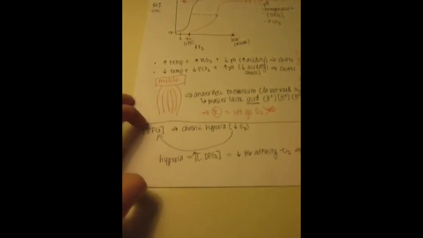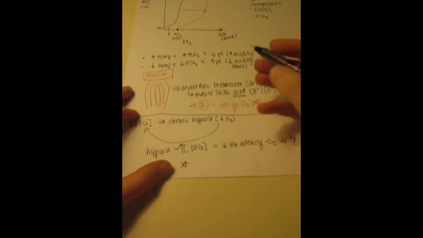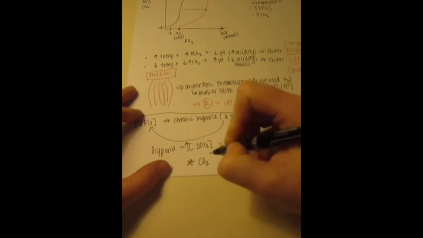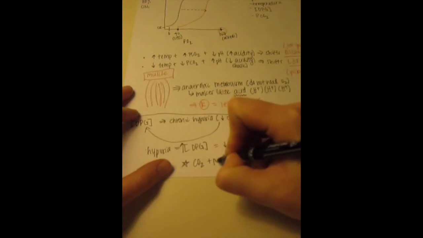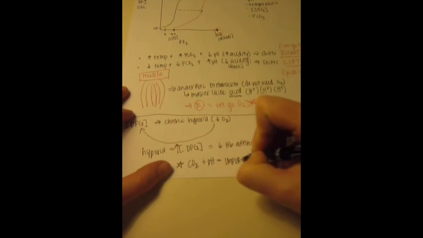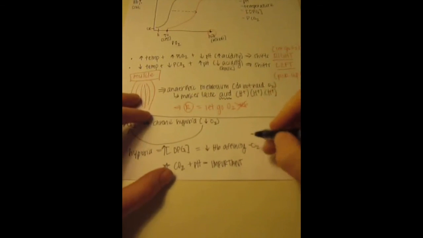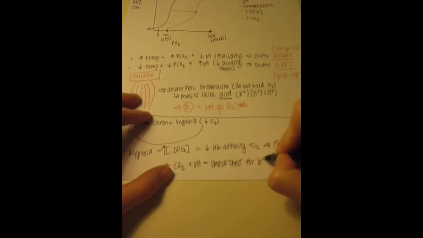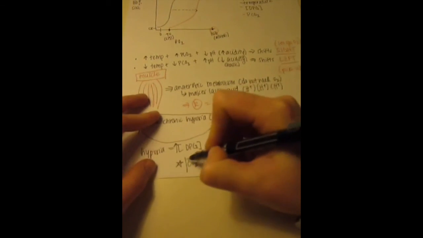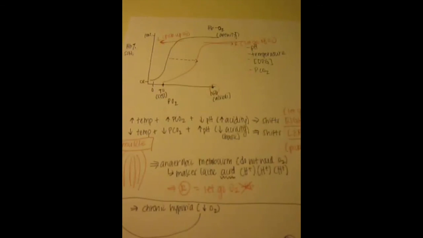So then another thing that was on your quiz this past Tuesday that I think you guys should remember: you have to know that carbon dioxide and pH are the two important factors for determining the stimulation of breathing. It's actually not the amount of oxygen. So these two right here. Alright, I hope that makes a little bit more sense for you guys.